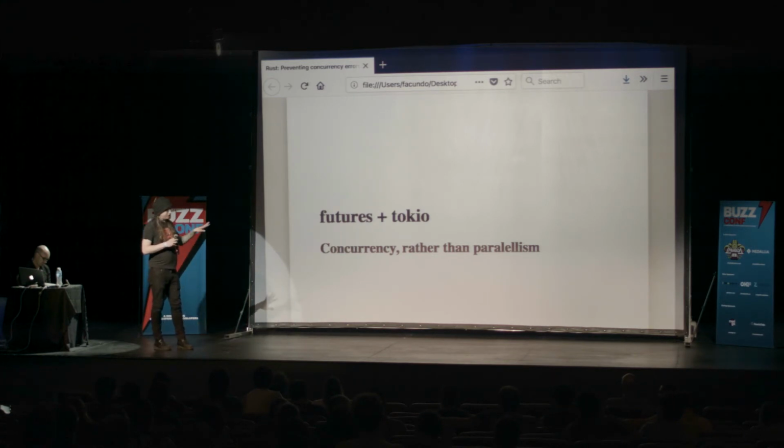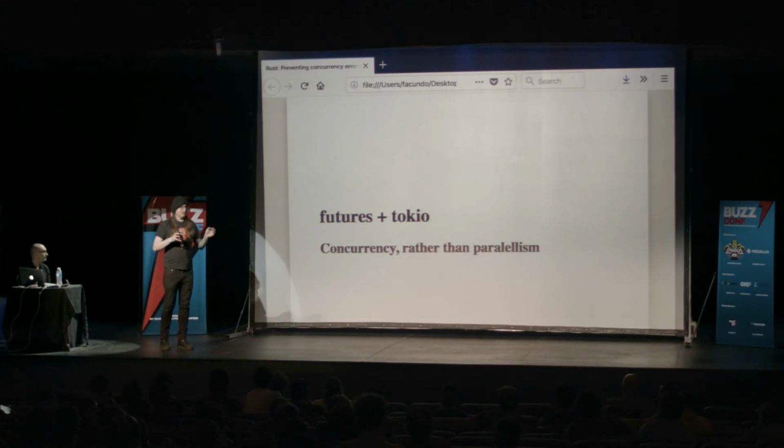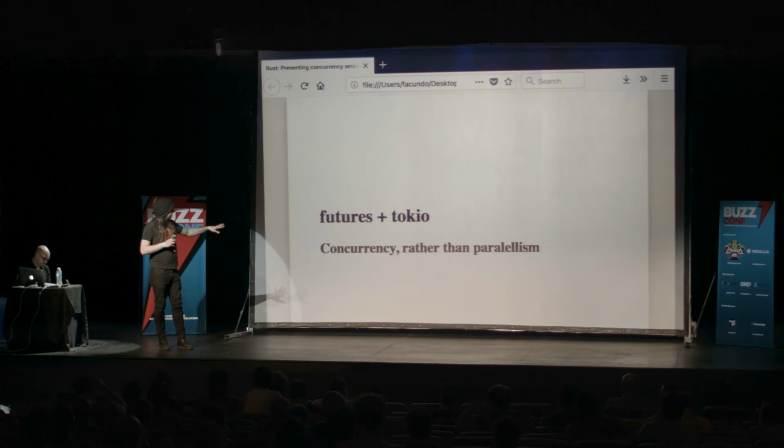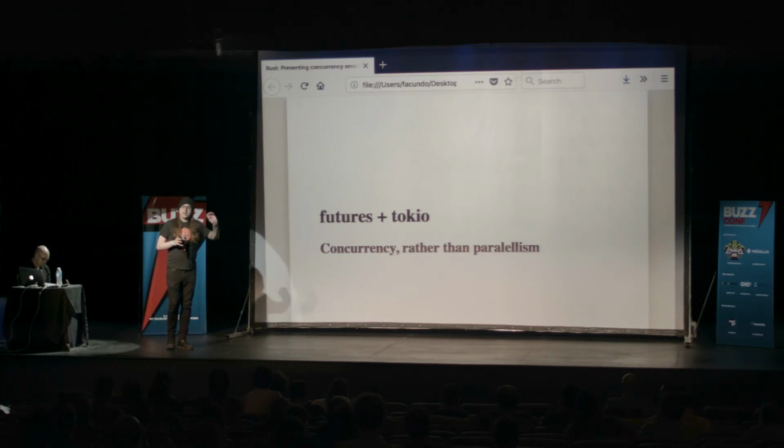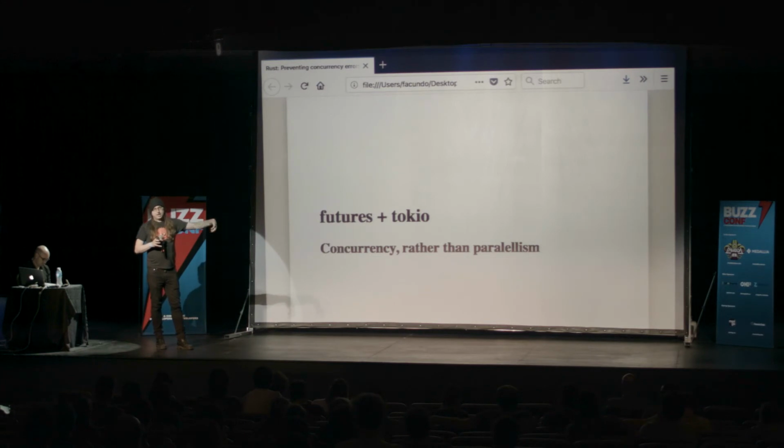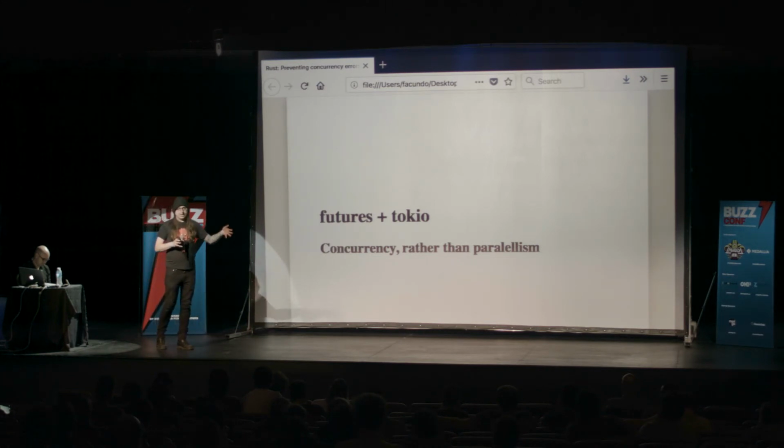Futures and Tokio are more directly modeled after a Scala library that does this stuff called Finagle. Anyway. This gives you concurrency, so it's single-threaded, but you're able to put multiple things on there and have them wait for I/O and do all that shenanigans.